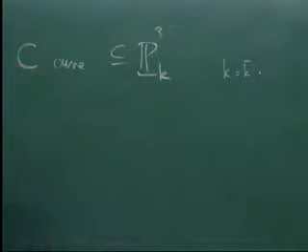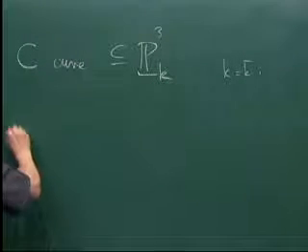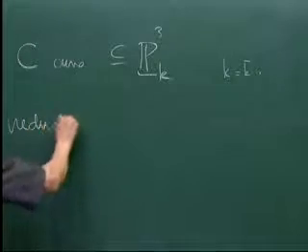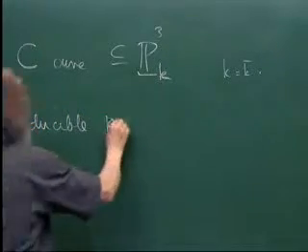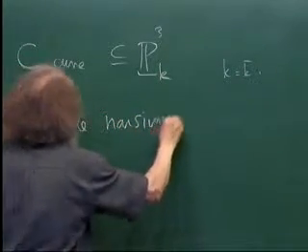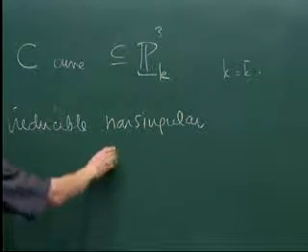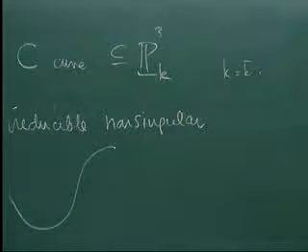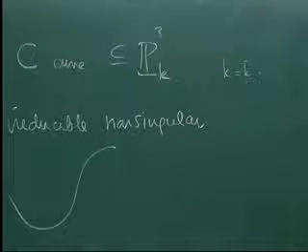And a curve is a one-dimensional subvariety defined by polynomial equations. And for the moment, let's think about an irreducible non-singular curve. Irreducible means it's just a single piece, and non-singular means that it's smooth. It doesn't have any crossings or corners or anything. So that's what they were studying.